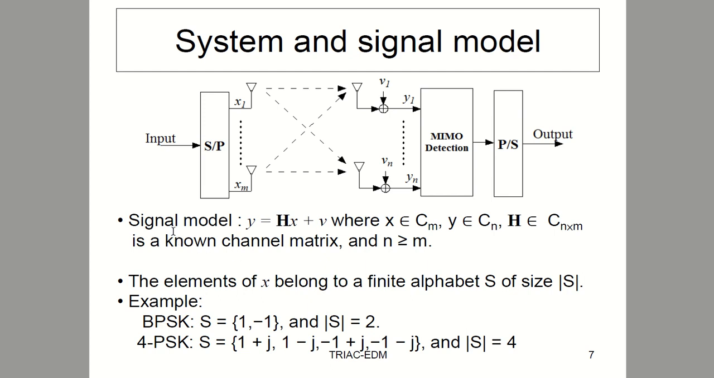So if we take a look at the signal model, at the receiver side, y is H multiplied by x. You look backward and see what's going on in here. And that v is the noise.